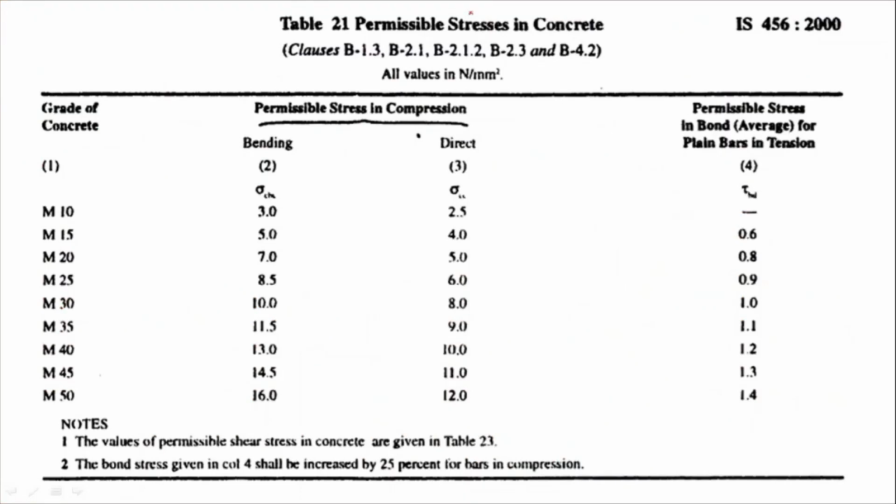Next is Table number 21, which gives the permissible stress in concrete. In the working stress method, the materials are always subjected to stresses less than the permissible stresses of the material. The permissible stresses in bending compression are different from those in direct compression. The member subjected to bending compression is a beam. The member subjected to direct compression is a column.